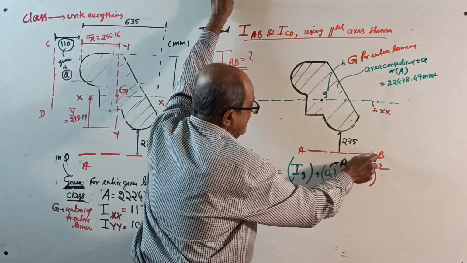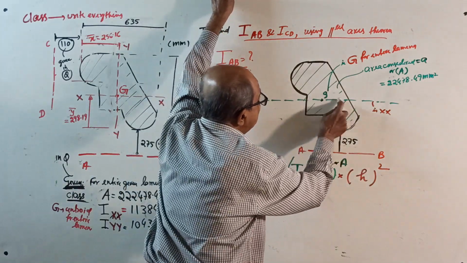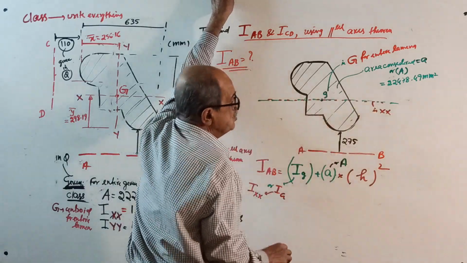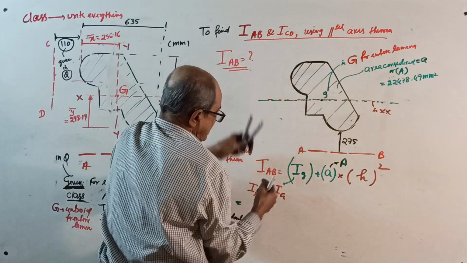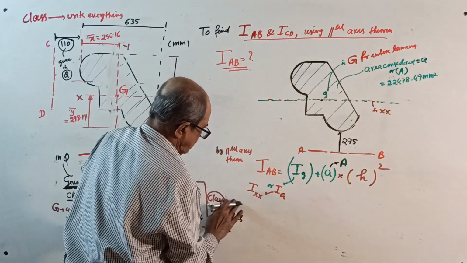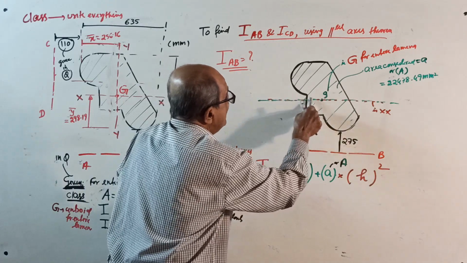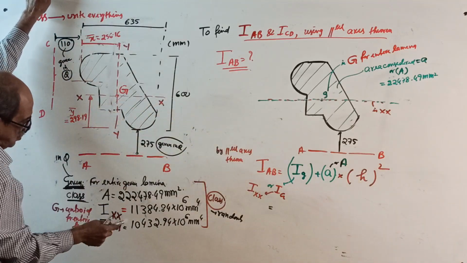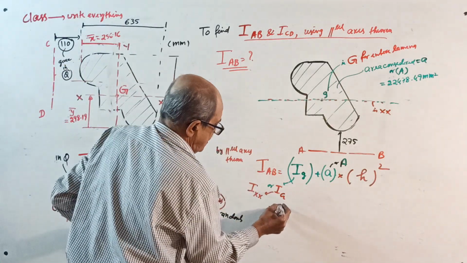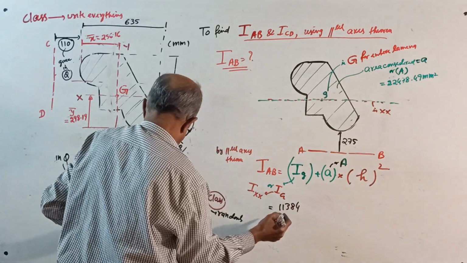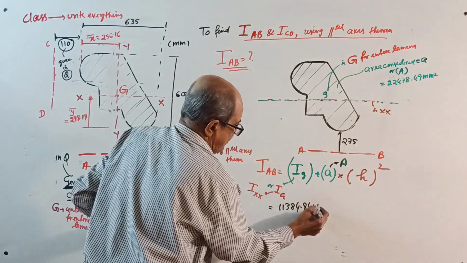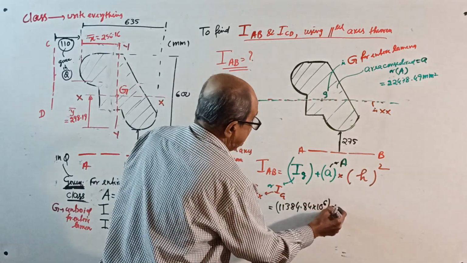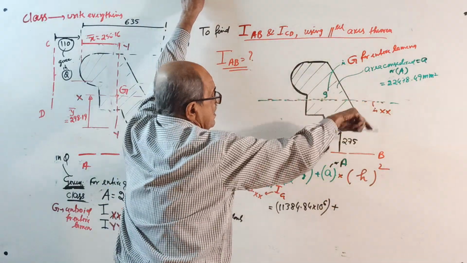If you want I about AB, it is I about this axis, which is green and red both. That I about that axis is given in the question. Here, I about this axis is IXX equal to 11384.84 × 10^6 mm^4. That is your IXX plus area of the entire lamina.